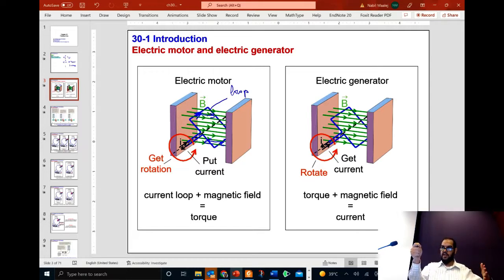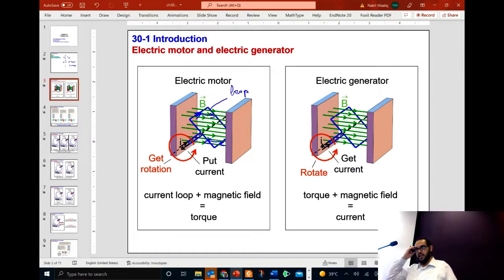So we're converting electricity, an electric current here, to rotational motion. This is the principle of the electric motor. You pass electricity and you generate mechanical energy, in this case an energy of rotation. So the electric motor is almost everywhere now.